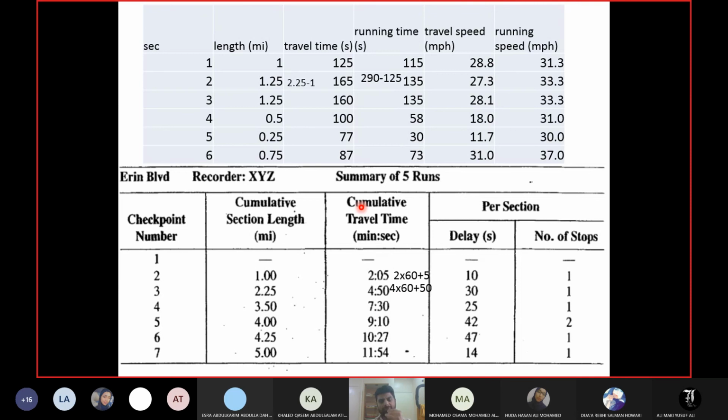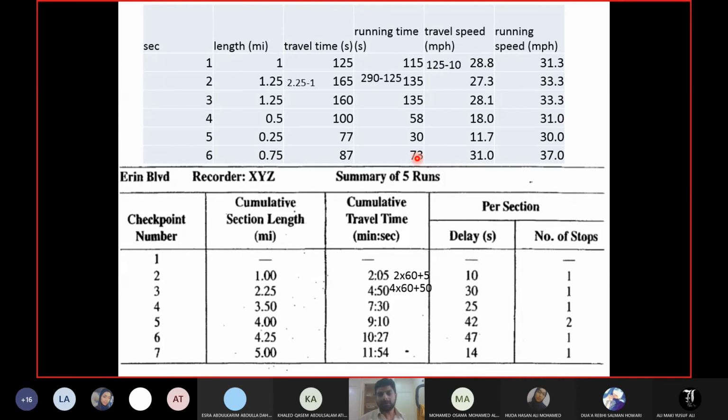Then if you need running time, it is travel time minus delay. So you have calculated travel time for each section, and the delay for each section is already given. For the first section, it is 125 minus 10, where 10 is the delay. For the second section, it is 165 minus 30, so 135. Third section, 160 minus 25, so again 135 and so on. So running time will be travel time minus delay, what I explained in the previous example as well.